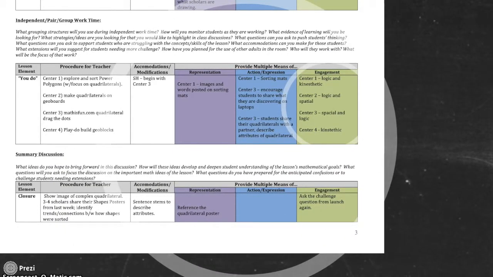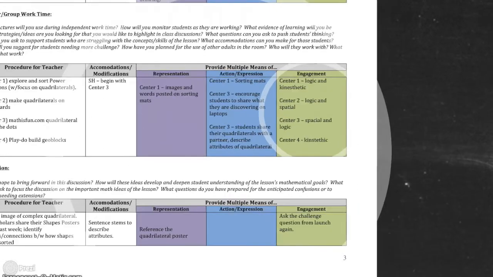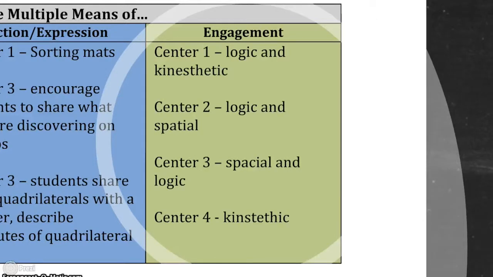This right here is showing how I thought out the different centers, and this is naming the various intelligences that each center hits. As you can see, I am still working on incorporating more intelligences into my centers. At this point, there is no musical intelligence and no naturalistic intelligence. Those are pieces that I'm working on.